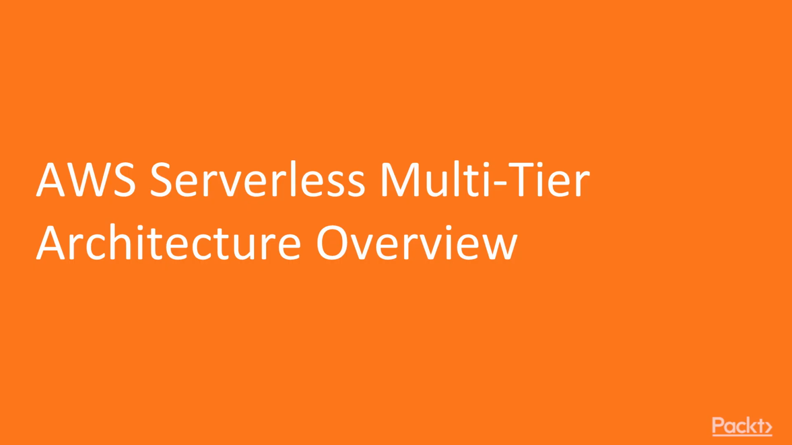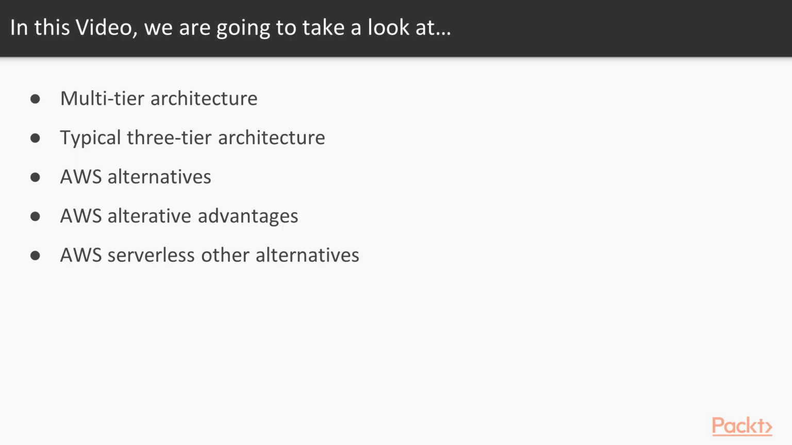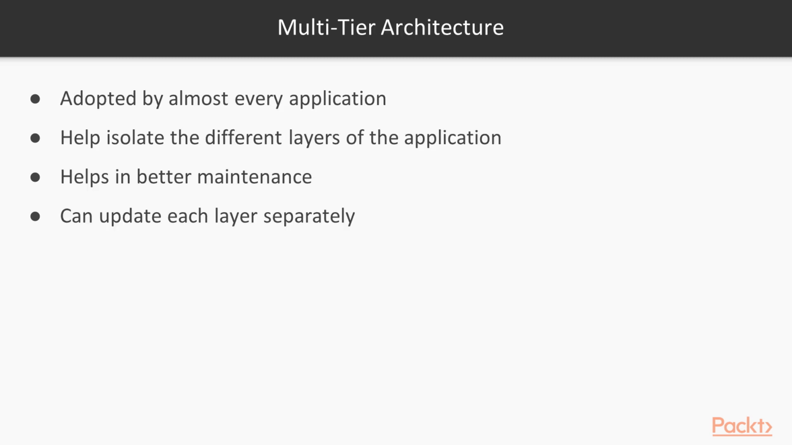Let's go over to the first video in this section, which is looking at the serverless multi-tier architecture overview in AWS. In this video, we look at first what is a multi-tier architecture, a typical three-tier architecture, and what are the alternatives provided by AWS to host this multi-tier architecture for applications. We'll look at some of the advantages of using these AWS alternatives. And finally, we'll also look at other alternatives available from AWS for having your entire application hosted on serverless components.